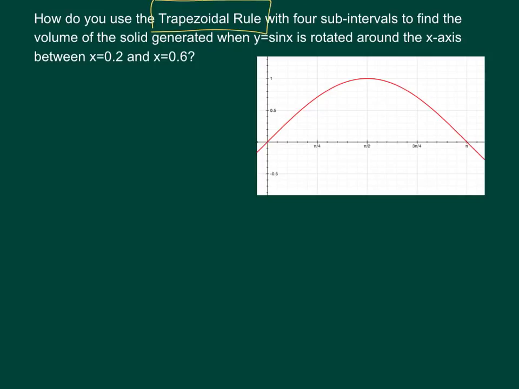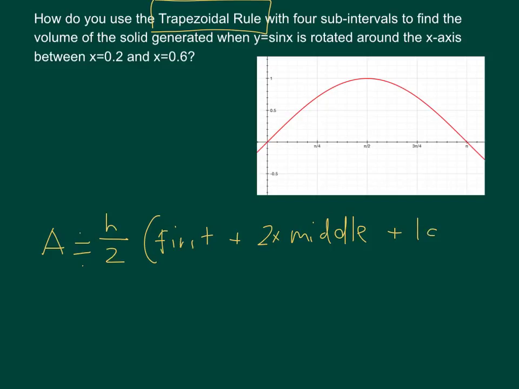We're using the trapezoidal rule, which in basic terms is, in this case, I'll put it down for an area first. It's an approximation of our area, which is our height over 2 times the first function value plus 2 times each of the middle function values plus the last function value. I'll explain exactly what this means.